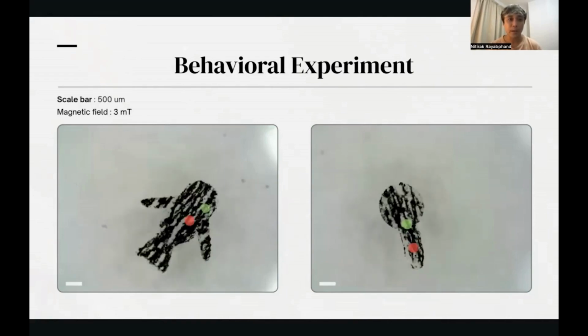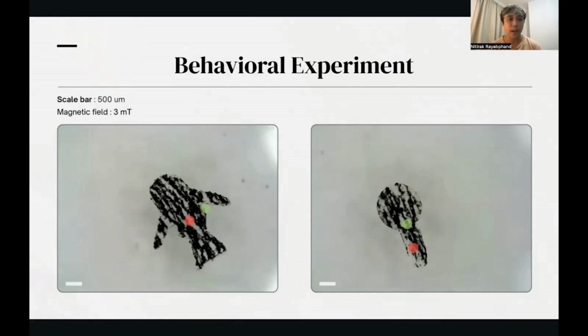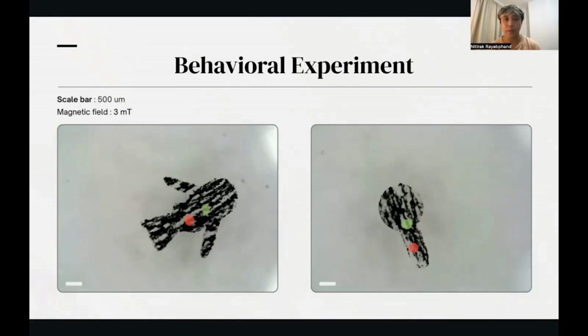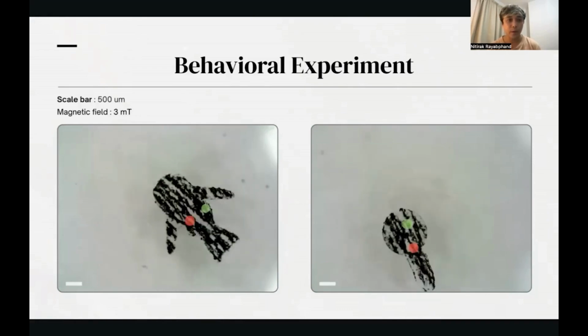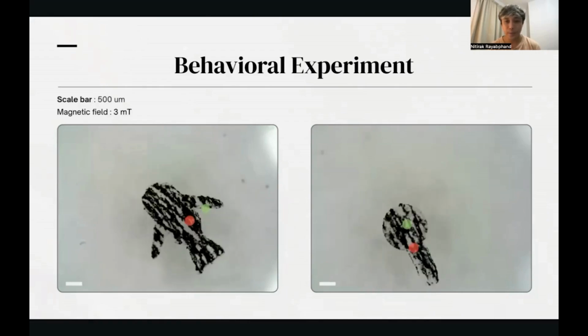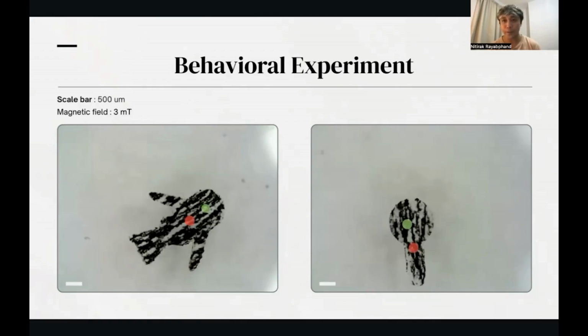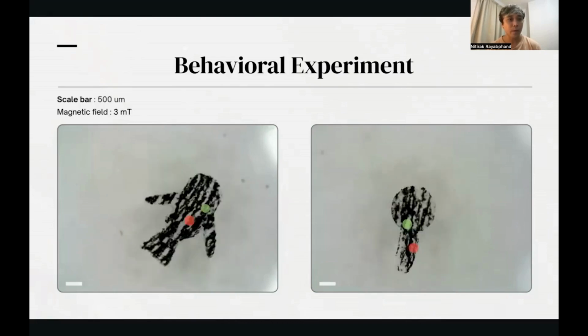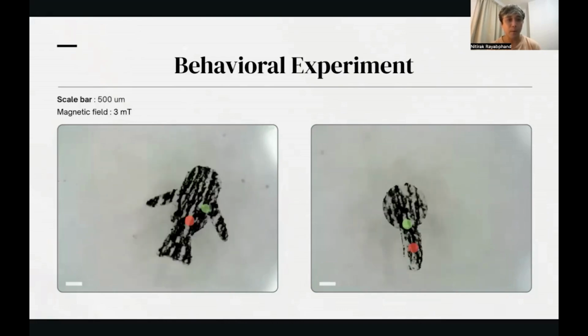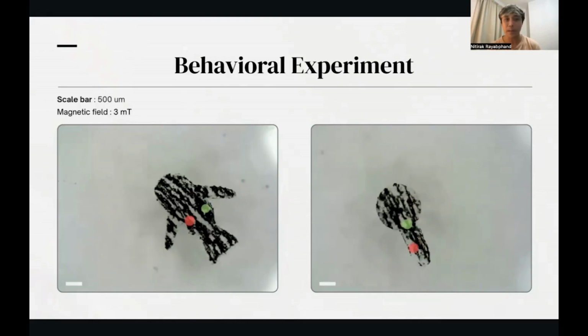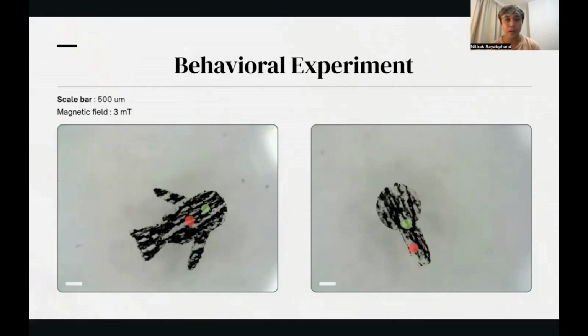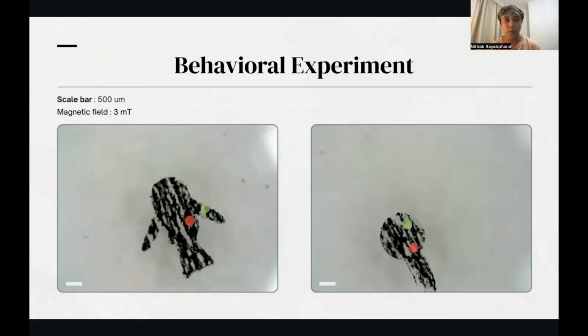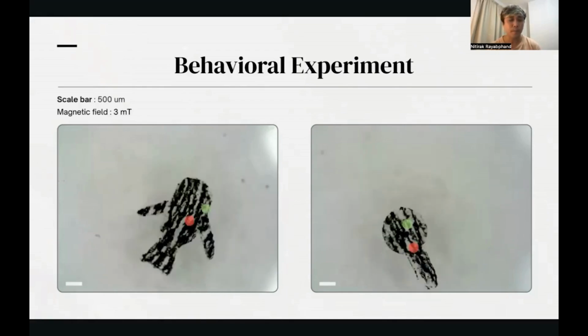Starting with the fish on the left one, the red dot is the starting point, and the green dot is the final point of the fish. And also the same for the tadpole. The red dot is the starting point, and the green dot is the final point of the tadpole as well. We could see that both the fish and the tadpole could be manipulated using the magnetic field, and both of them move from place to place upward.